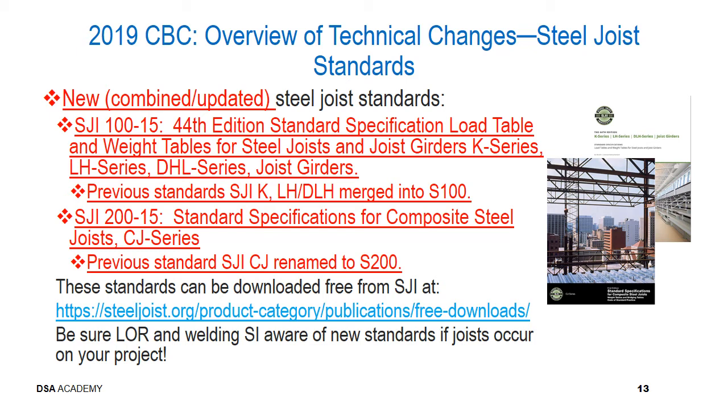For the SJI 200-15, that's the standard specification for composite steel joists, CJ series. This has just been renamed, though there has been updates also. The previous name was SJI CJ, and it's been renamed to the S200. These standards can be downloaded for free from the SJI at the link provided. If you happen to have these on your project, be sure that the Laboratory of Record and Welding Special Inspector are aware of these new standards.